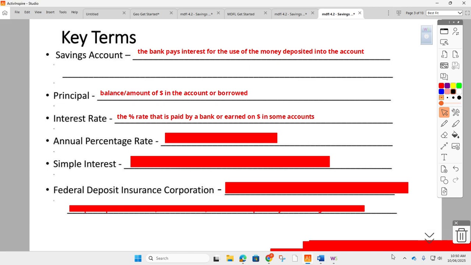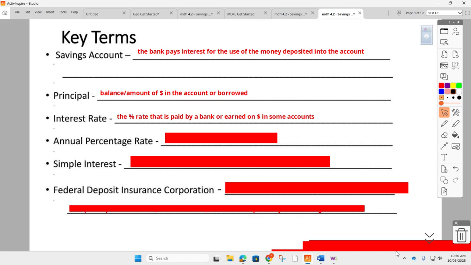The percent rate that is paid by a bank or earned on some income account. There's also the amount you pay if you borrow. It doesn't talk about that there. We're going to talk more about loans and stuff later. So right now we're talking about earning interest more than we're talking about paying interest.